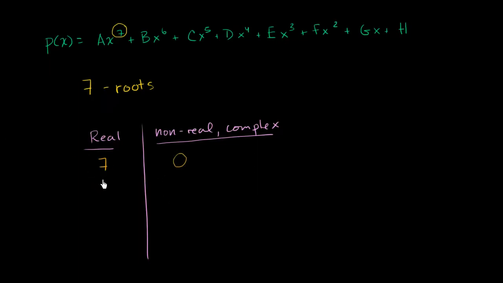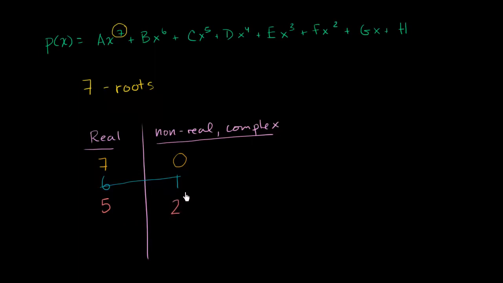Now, could you have 6 real roots, in which case that would imply that you have 1 non-real root? Well, no, you can't have this because the non-real complex roots come in pairs, conjugate pairs. So you're always going to have an even number of non-real complex roots. You can't just have 1. So let's rule that out. Now, what about having 5 real roots? That means that you would have 2 non-real complex adding up to 7. And that, of course, is possible because now you have a pair here.